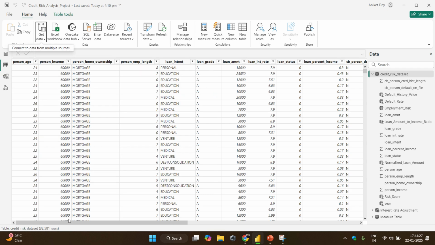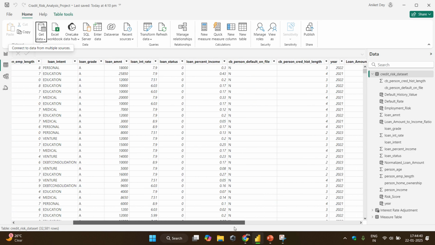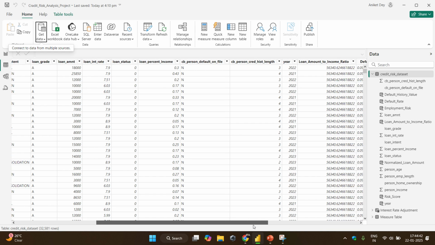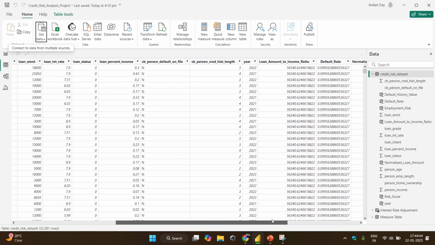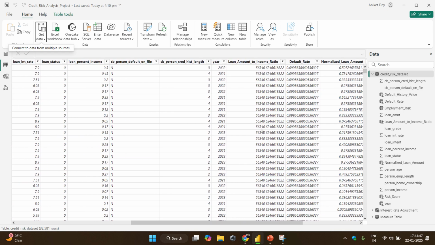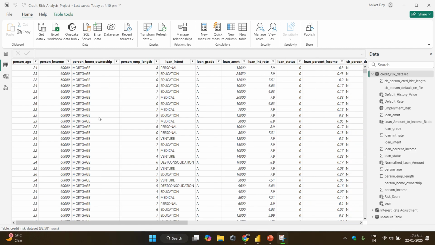And this credit risk dataset CSV file has person age, person income, person home ownership, person employment length, loan intent, loan grade, loan amount, loan interest rate, loan status, loan percent income, person default rate on file and person credit history length. Actually, this dataset is showing the loan information about the persons who have taken the loan.